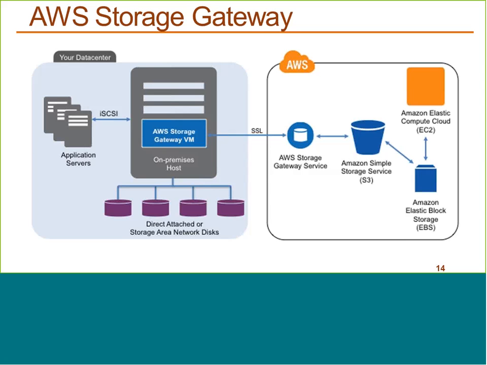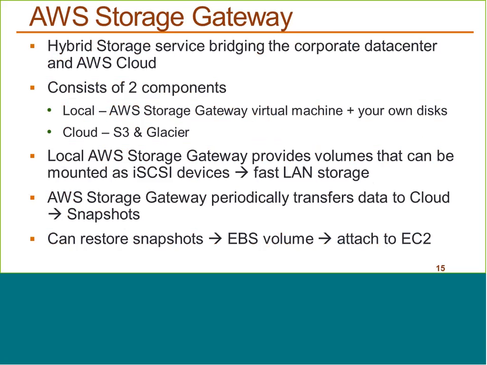Okay, let's go through the slides. We have 2-3 slides on this, and I hope it's starting to make sense. Storage gateway is a hybrid storage service bridging the corporate data center and the AWS cloud, and it consists of 2 components. As we talked about, there's the local component, which is the storage gateway virtual machine with your own hardware, your own disks and CPU and memory and so on. The second component is the AWS cloud, which is essentially the S3 and Glacier service.